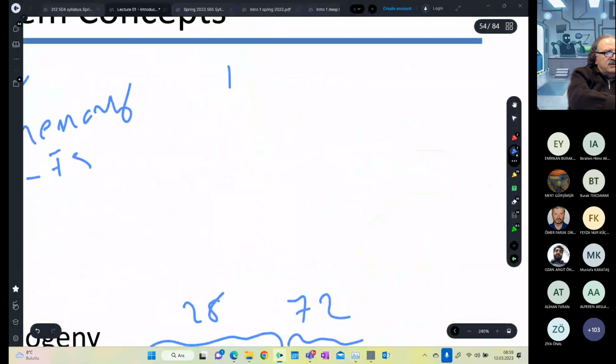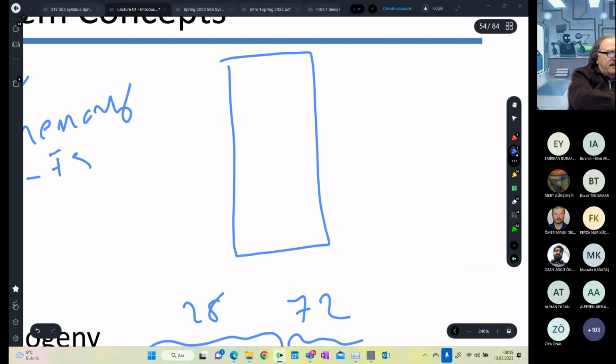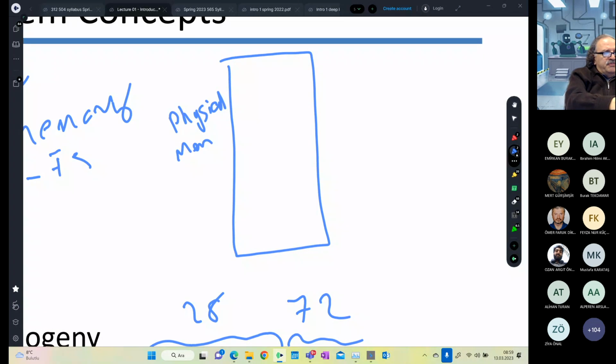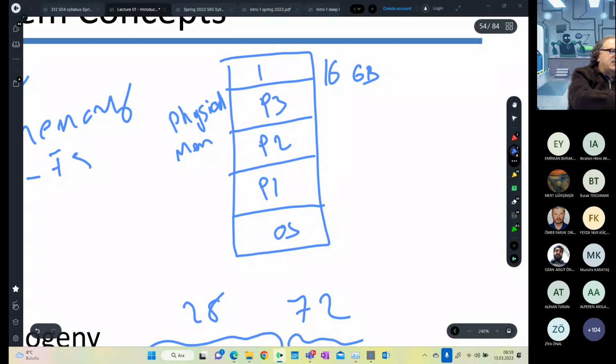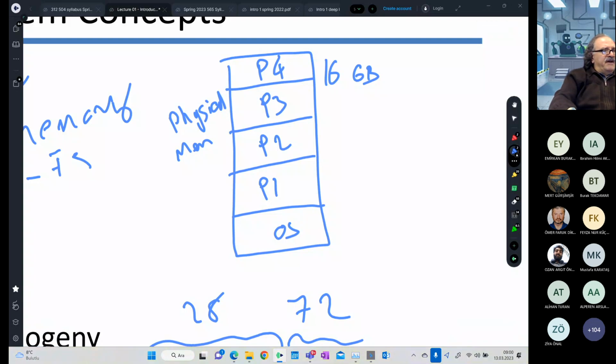Okay, this is my total physical memory. Okay, and on this computer I have 16 gigabytes of memory. This is the operating system. This is process number 1. This is process number 2. This is process number 3. And this is process number 4. But I have to keep, let's say, 5 processes in this memory so that I can switch between them. I don't have enough space. What am I going to do?